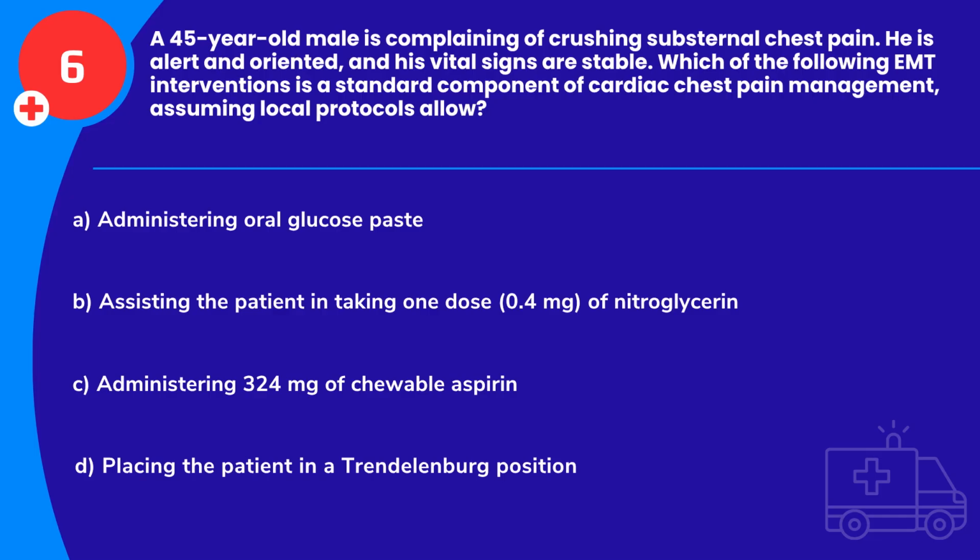A. Administering oral glucose paste. B. Assisting the patient in taking 1 dose 0.4 mg of nitroglycerin. C. Administering 324 milligrams of chewable aspirin. D. Placing the patient in a Trendelenburg position.